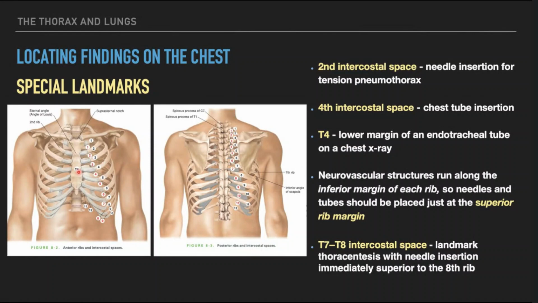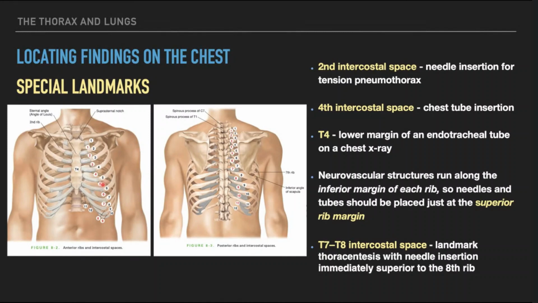Neurovascular structures run along the inferior margin of each rib. So it's under the rib. So needles and tubes should be placed just at the superior rib margin. For example, when we do thoracentesis, we usually palpate the rib and then the space below it.